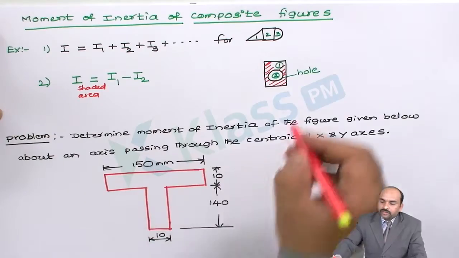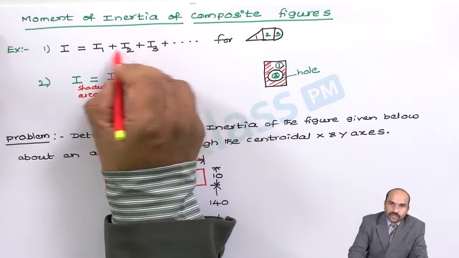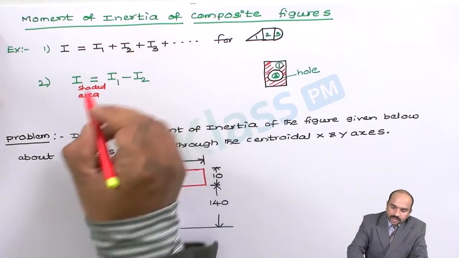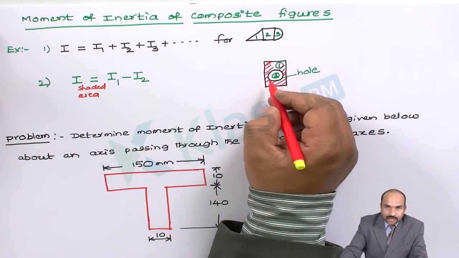So depending upon the given diagram, either we have to apply the sum of moment of inertia of all the diagrams, or we have to subtract like this if there is any hole inside another diagram.